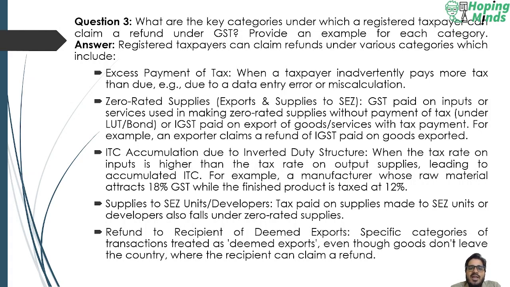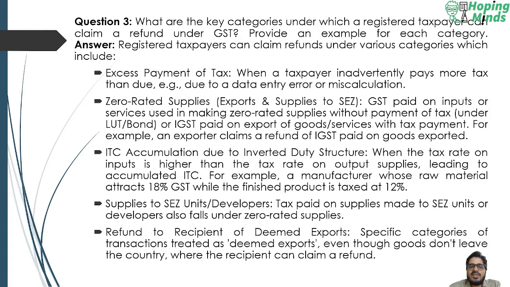Then input tax credit accumulation due to inverted duty structure. This is when the tax rate on inputs is higher than the tax rate on output supplies, leading to accumulation of input tax credit. For example, a manufacturer whose raw material attracts 18% GST while the finished product is taxed at 12%. In such a case, there will be huge accumulation of input tax credit on account of purchases of higher slab rate goods. In such a case also, the taxpayer can claim for refund.